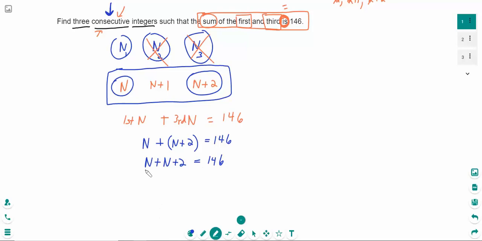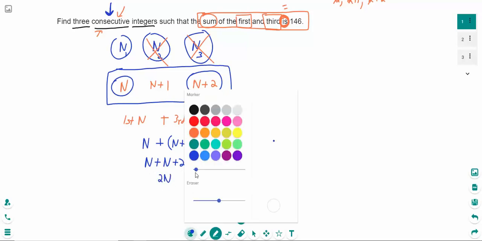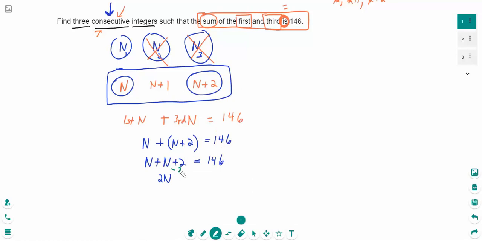Now we can combine like terms. n plus n is 2n. And at the same time, we're going to subtract a 2 from this side and subtract a 2 from that side, just to move the 2 over. And that's going to equal 146 minus 2, which is going to be 144. I know I'm taking a couple shortcuts here, but I think we're at that point in equation solving that we could probably do this. And then we can divide both sides by 2 to get n by itself, right? And that's going to give us n is equal to 72.